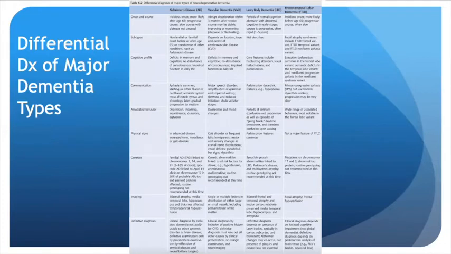Okay, so here we've got a nice figure from the textbook, a differential diagnosis of major dementia types. So we've got Alzheimer's disease, vascular dementia, Lewy body dementia, frontotemporal lobar dementia. These were discussed in a previous lecture. I'll just briefly touch on a few points here.